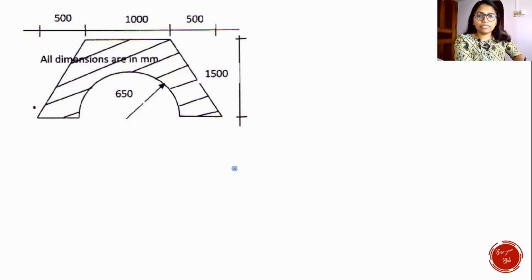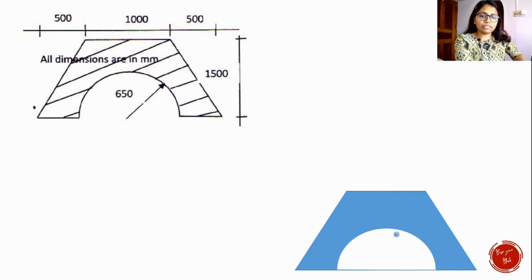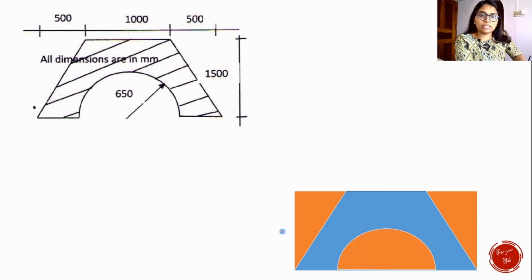So here comes the figure. Actually, this is a cutout from a rectangle. That means if I take a rectangle and cut a right triangle from the left side of it and another one from the right side of it, also one semicircle from the bottom of the rectangle, we get the same shape, isn't it? So this concrete culvert is basically the combination of two right triangles and a semicircle that is removed from a big rectangle.